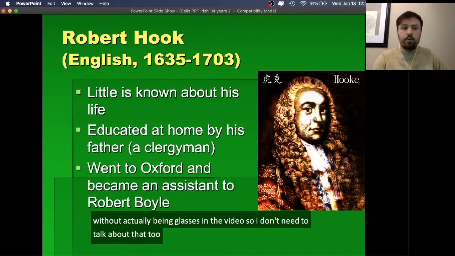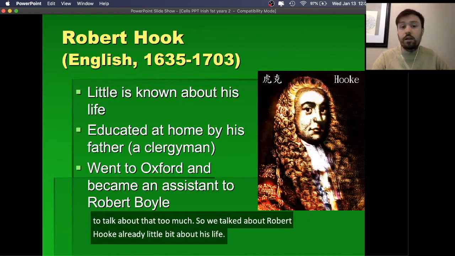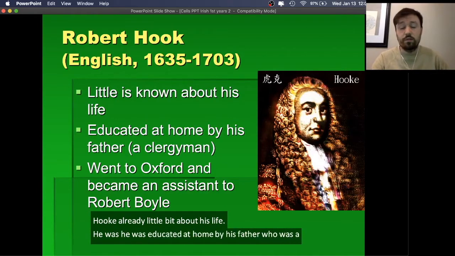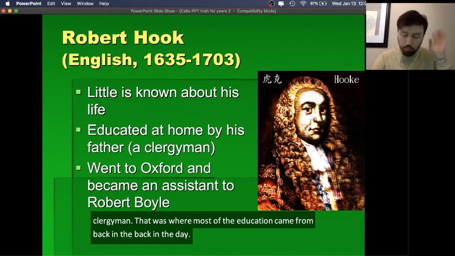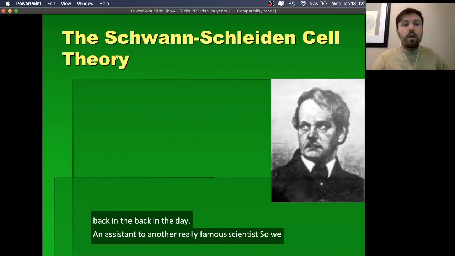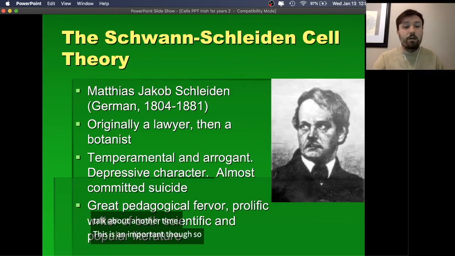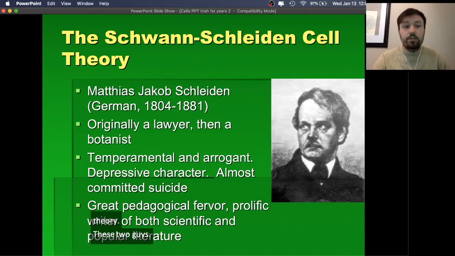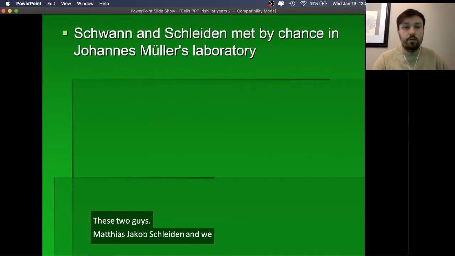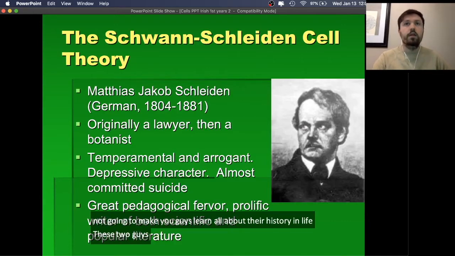So we talked about Robert Hooke already, a little bit about his life. He was educated at home by his father, who was a clergyman. That was where most of the education came from back in the day. And he was an assistant to another really famous scientist who we can talk about another time. This is important though. So the Schwann-Schleiden cell theory. These two guys, Matthias Jakob Schleiden and Theodor Schwann. I'm not going to make you learn all about their history and life. These two guys kind of helped us to know what cells are today, right?